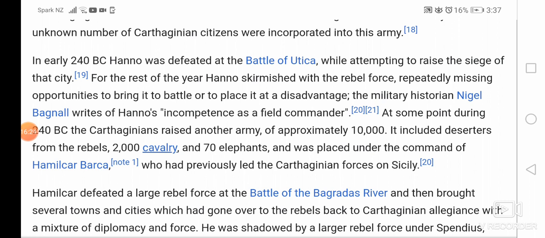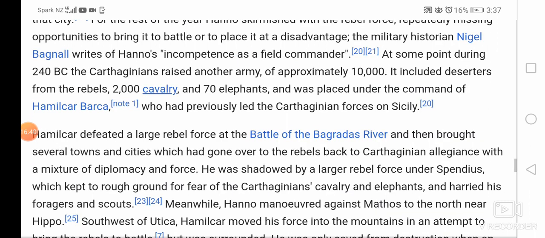For the rest of the year, Hanno skirmished with the rebel force, repeatedly missing opportunities to bring it to battle or to place it at a disadvantage. The military historian Nigel Bagnall writes of Hanno's incompetence as a field commander. At some point during 240 BC, the Carthaginians raised another army of approximately 10,000. It included deserters from the rebels, 2,000 cavalry and 70 elephants, and was placed under the command of Hamilcar Barca, who had previously led the Carthaginian forces on Sicily.